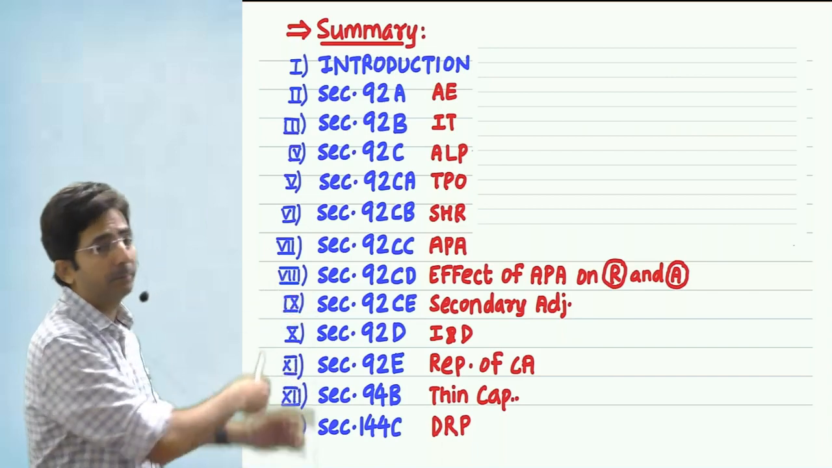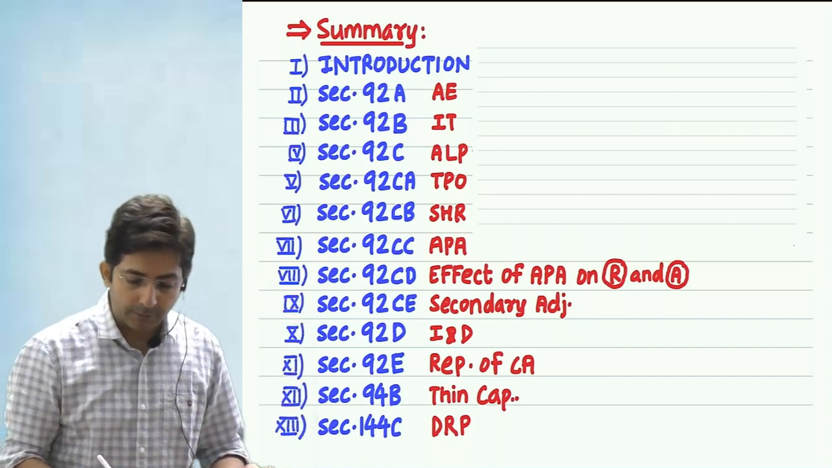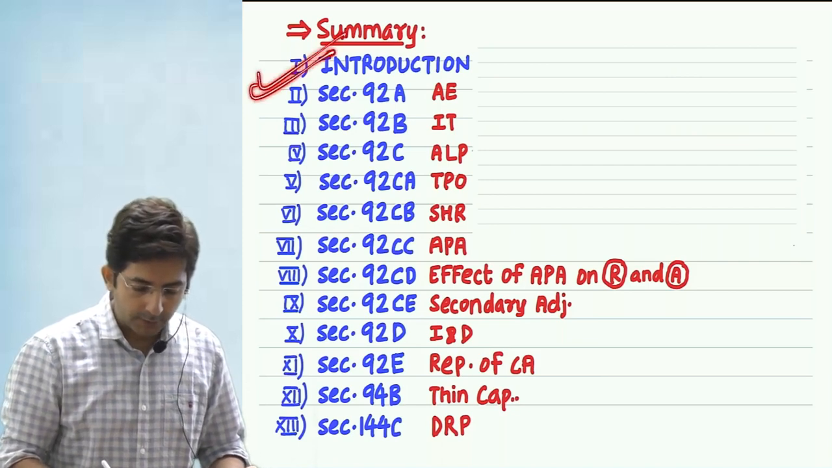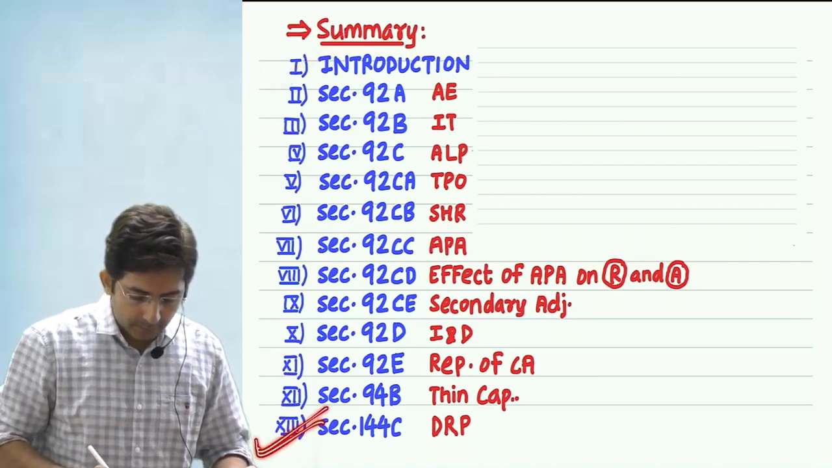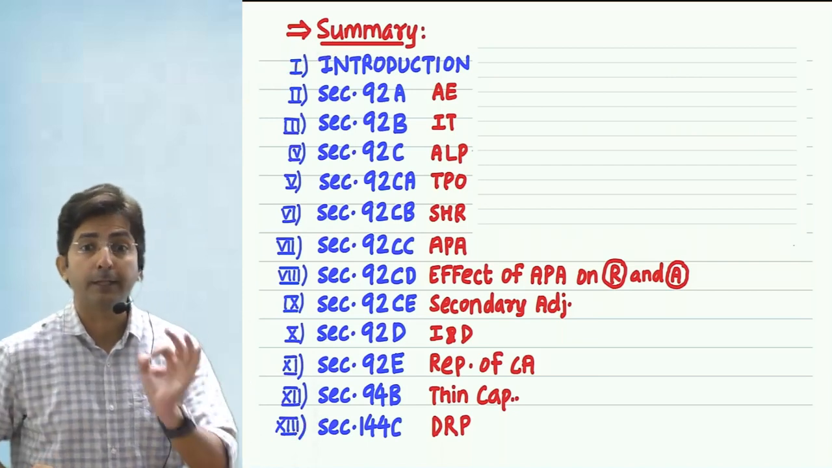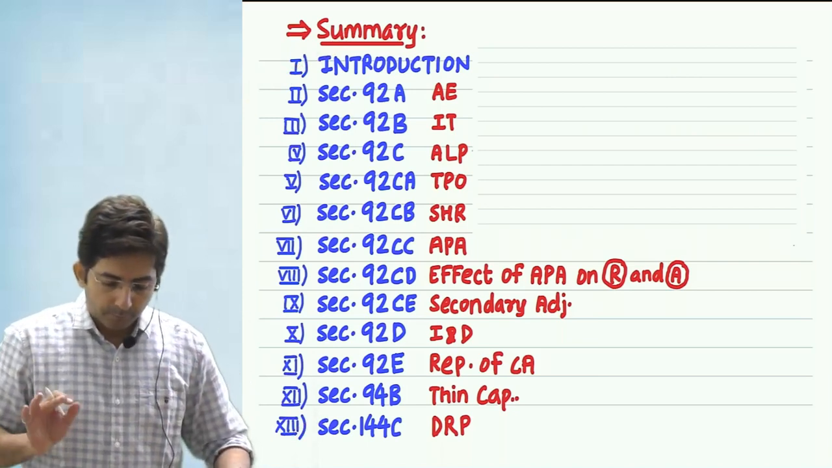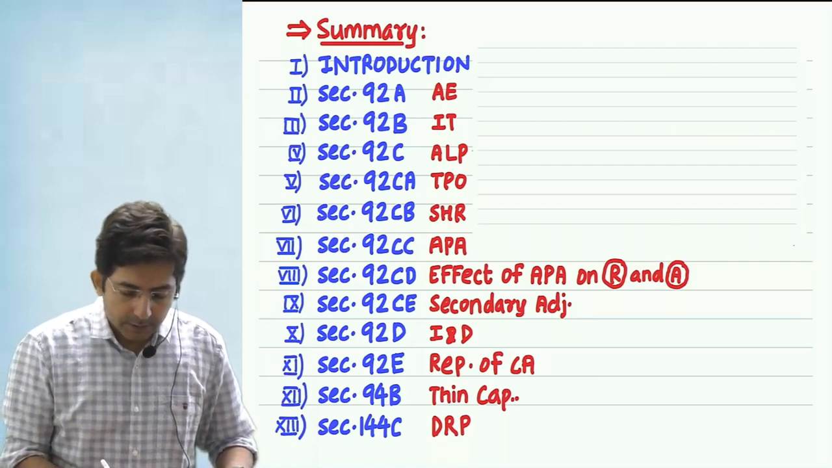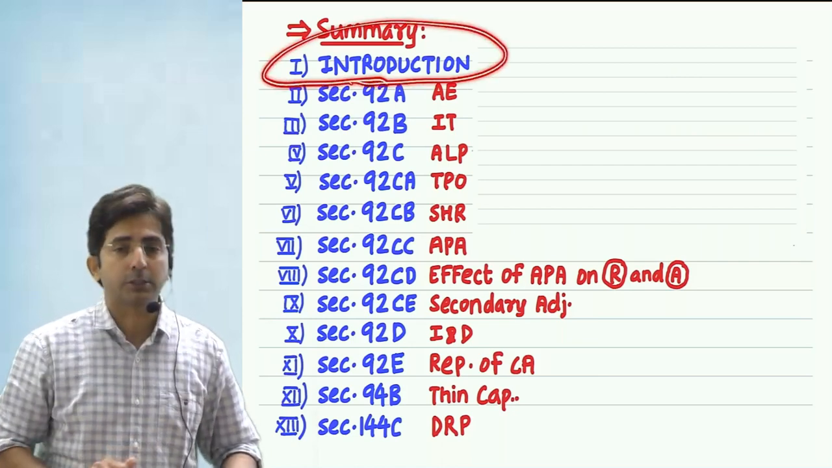This is a roadmap. Our chapter will start with introduction and it will end at point number 13. In all, there are 13 parts of the topic. Okay. So without wasting time, starting with the first thing, introduction.